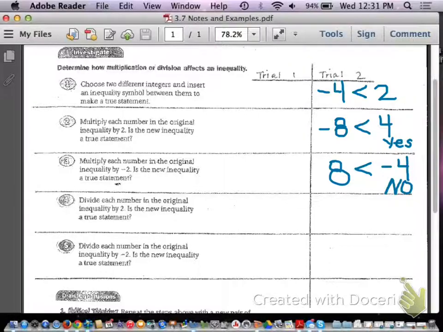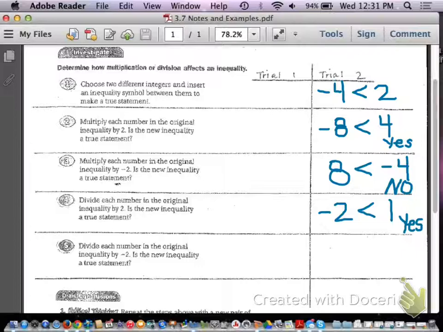For number 4, I'm going back to my original inequality statement. I'm going to divide each one by 2. So -4 divided by 2 is -2. 2 divided by 2 is 1. Is -2 less than 1? Yes, it is.